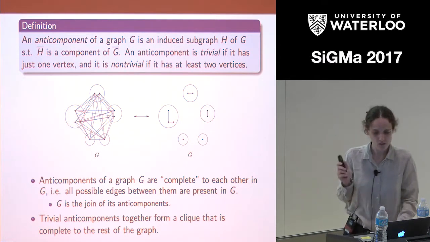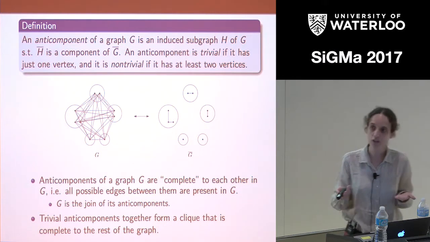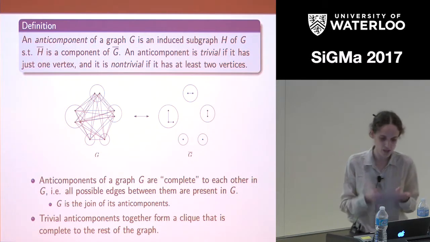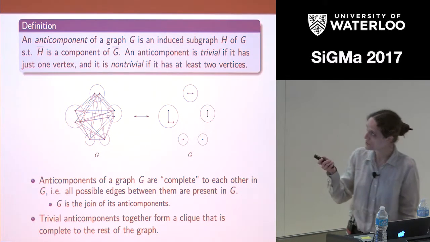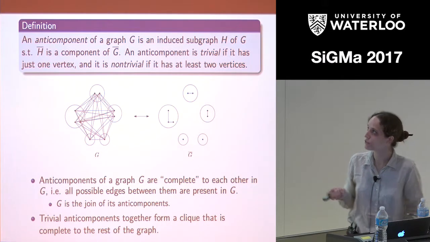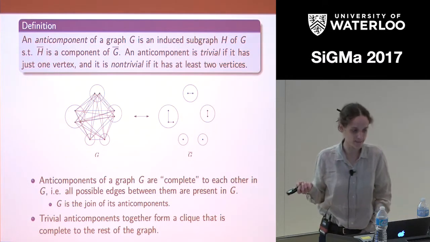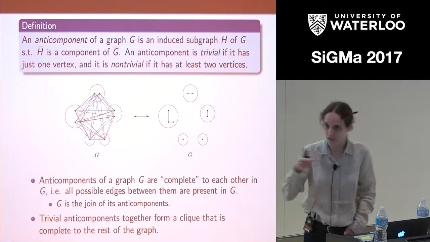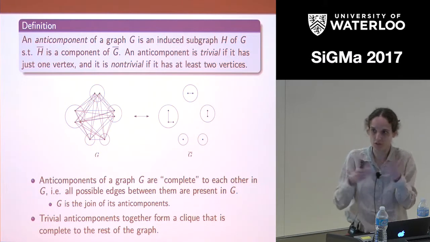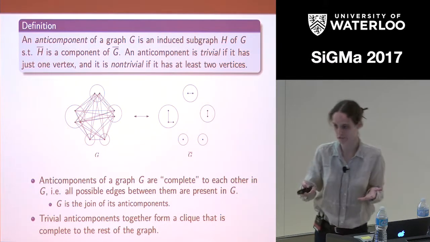Furthermore, anti-components are divided into trivial and non-trivial. Trivial means it has just 1 vertex. Non-trivial means at least 2 vertices. So in that picture, those 2 circles on the bottom right, those are the trivial anti-components. And the 3 circles on top, that would be the non-trivial anti-components. Clearly, if you take all the trivial anti-components together, well, they're complete to each other, so they form a clique, and each of them is complete to everything else. So trivial anti-components together form a clique that's complete to the rest of the graph.